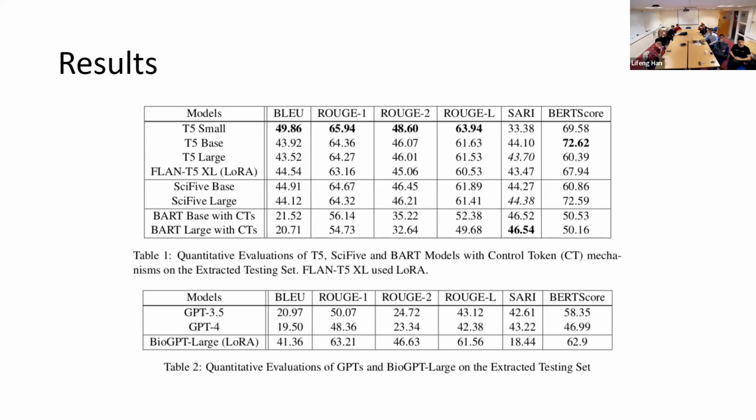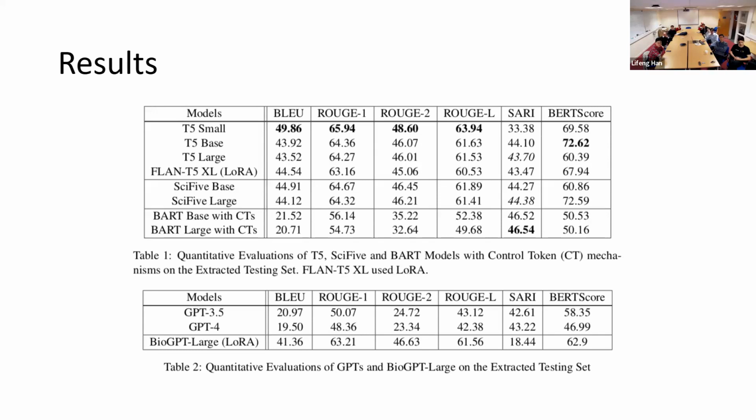If we look at table 1 on top, you can see T5 small was actually successfully fine-tuned in this domain. It generates the highest BLEU and ROUGE scores, comparing the overlap between generated and reference. And then T5 base has the highest BERT score, that is semantic similarity in embedding space. And the BART large with control token had the highest SARI score, which is used by the shared task organizers.